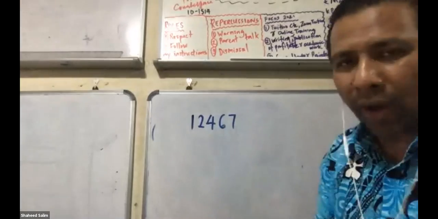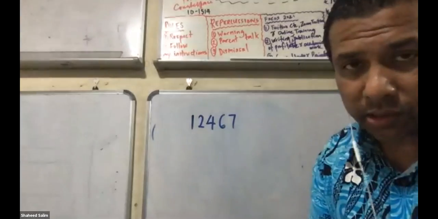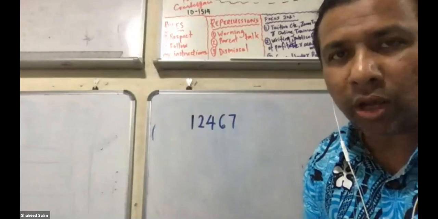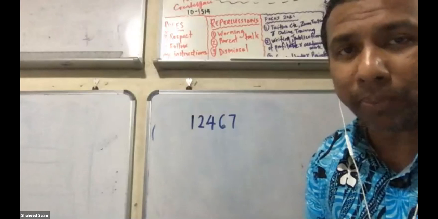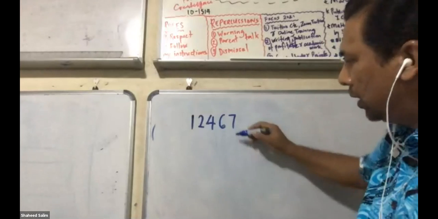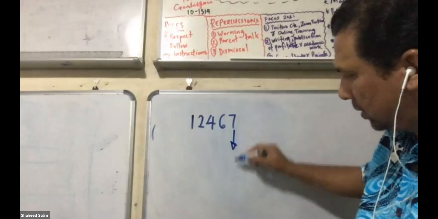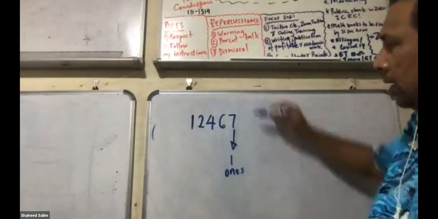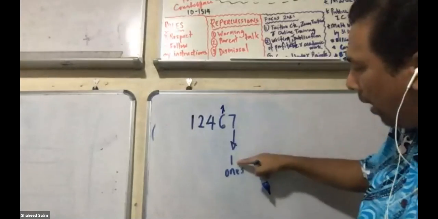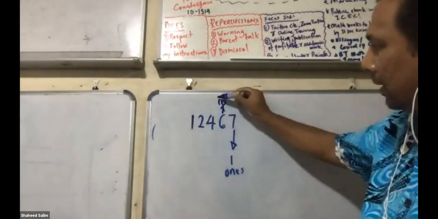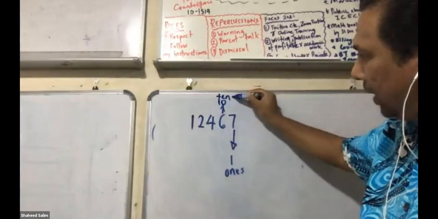Okay, this is a number, one number. There's 5 digits. So I want you to identify the place. I'm going to show you how to identify the place, okay? The place means the place value. Here is the ones. We spell it like that, ones. Can you copy it? The next one is after the 1, you add the 0 behind it, it becomes 10. This is the tens place.